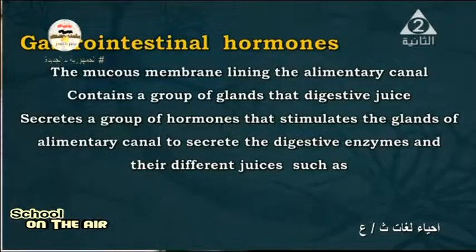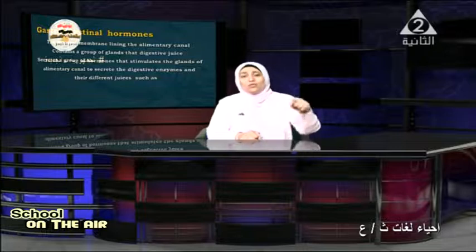Gastrointestinal hormone. What is the gastrointestinal hormone? It is secreted from the small intestine. The membrane which lines the small intestine secretes the gastrointestinal hormone, which regulates the digestion and absorption of the food and allows the food to pass from the small intestine through the villi to reach the blood and be transported to the heart.